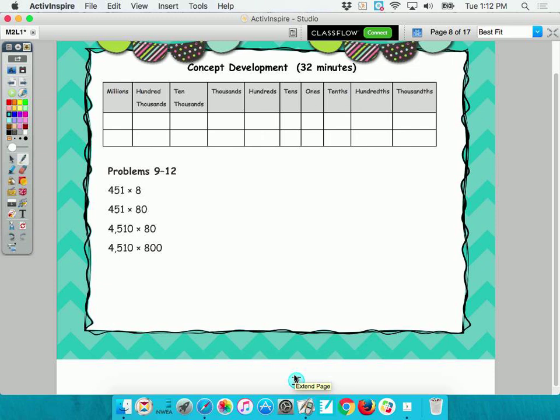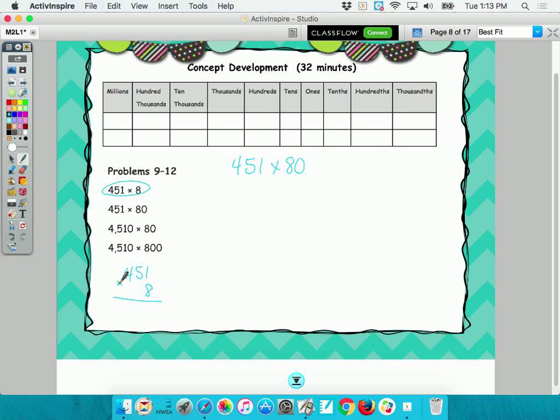Okay, so here we go. 451 times 80. In order to do that, I have to figure out 451 times 8. So the first problem we're going to do is 451 times 80. Go ahead and write that down. And then to do that, I have to figure out the answer to this problem. Now, if I had a calculator, I could just multiply it out on the calculator. I'm not going to do that in 5th grade math because I really need to practice regrouping at the bottom, don't I? Yeah. Okay, so I'm going to do 451 times 8.